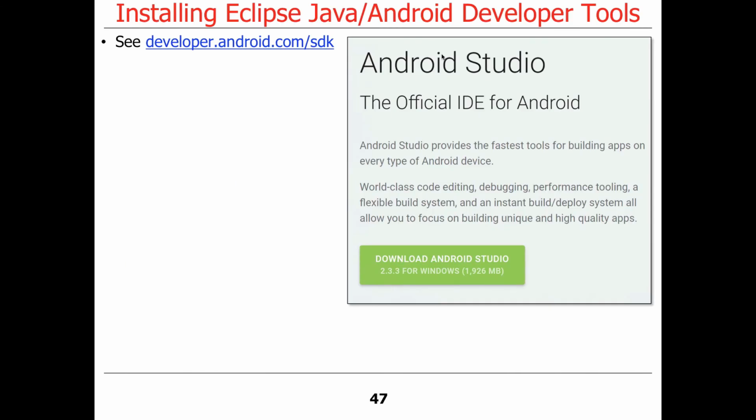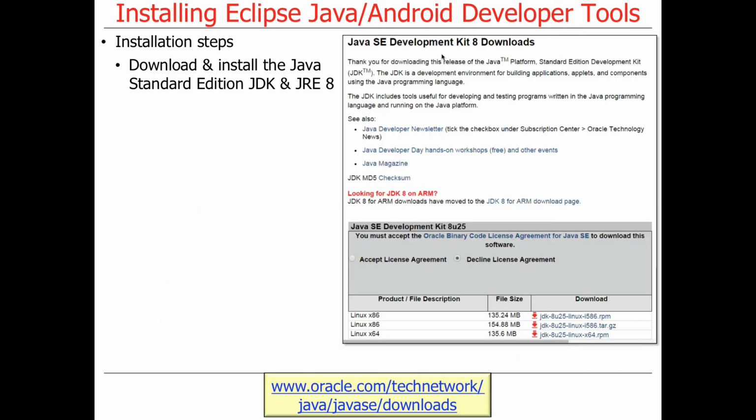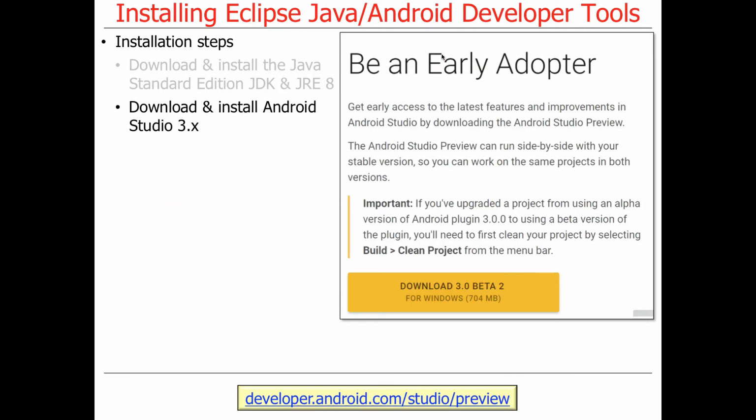I think I already went through a lot of this stuff. Here's something that's important, though. Make sure that you get Android Studio 3.x. I think this is the current version, 3.0 beta 2. And you wonder, why are we using 3.0 beta 2?